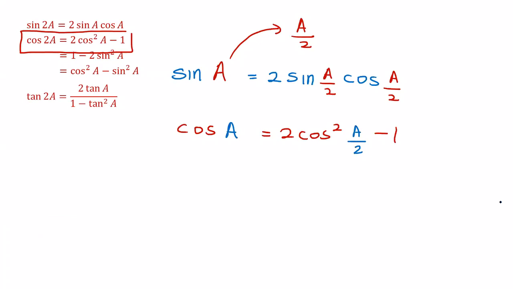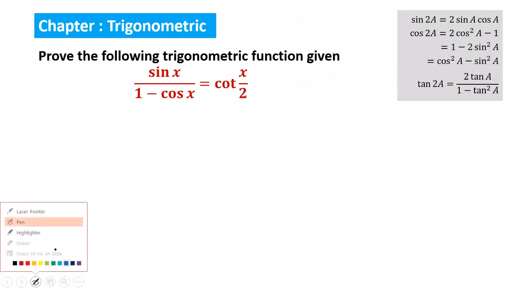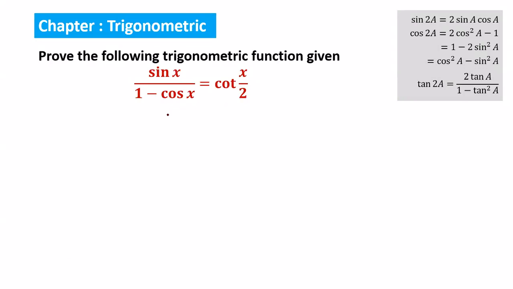Okay, we go back to the question, class. This is our question just now. Prove the following trigonometry function. Let us prove. For the proving part, we have a left hand side and a right hand side. This is our left hand side, and this part we call the right hand side.